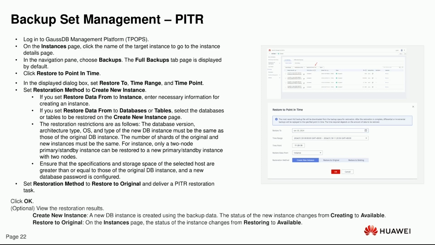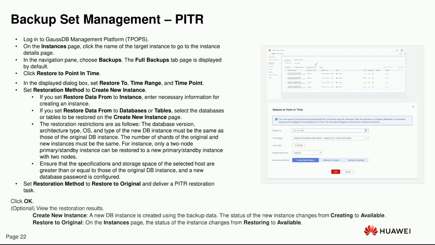The database version, architecture type, OS, and type of the new DB instance must be the same as those of the original DB instance. The number of shards of the original and new instances must be the same. For instance, only a two-node primary standby instance can be restored to a new primary standby instance with 2 nodes. D. Ensure that the specifications and storage space of the selected host are greater than or equal to those of the original DB instance, and a new database password is configured.